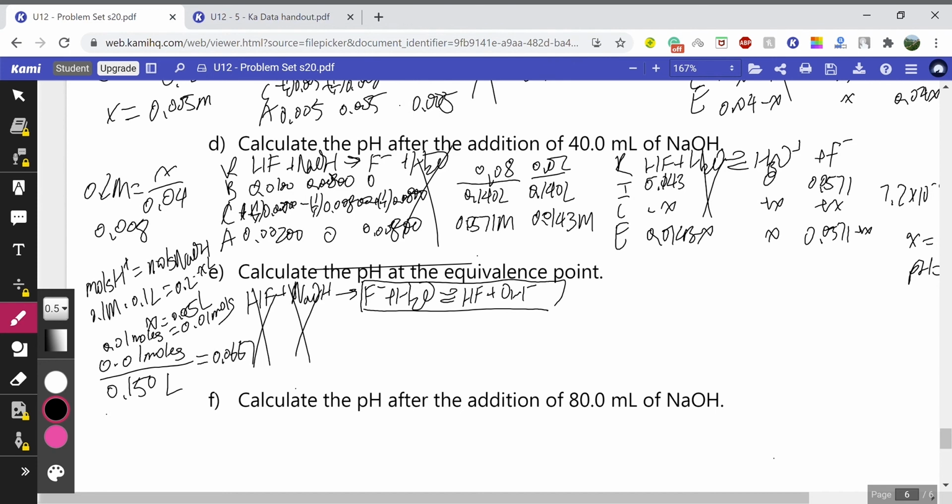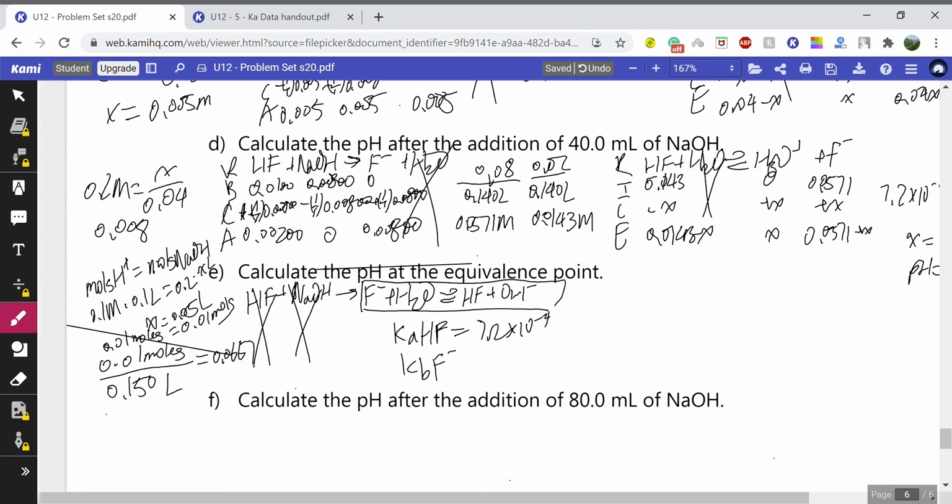0.0667. Now we're going to use Ka of HF, which is equal to 7.2 times 10 to the negative 4th. Because we're producing OH minus and we're dealing with F minus, we must find Kb. So we do Kw, 1.0 e to the negative 14th, divided by Ka, 7.2 e to the negative 4th, to get us a Kb of 1.389 times 10 to the negative 11th.